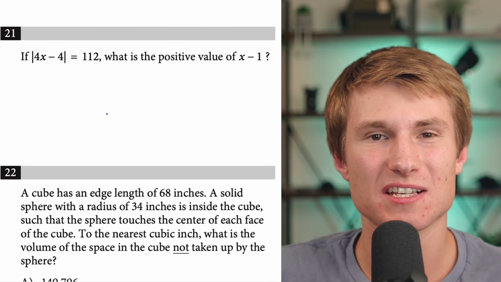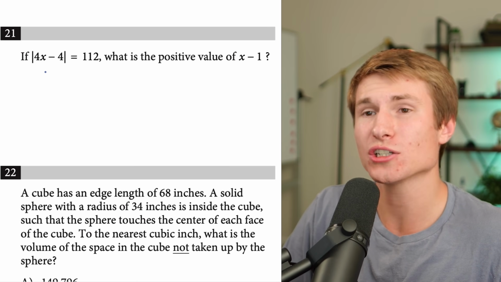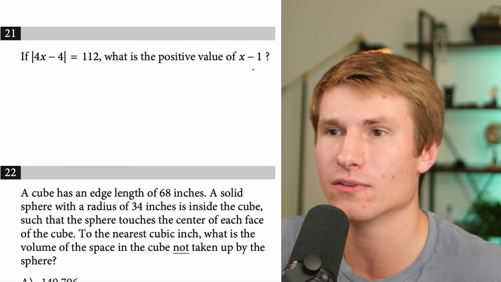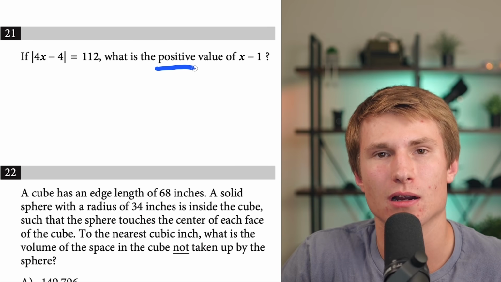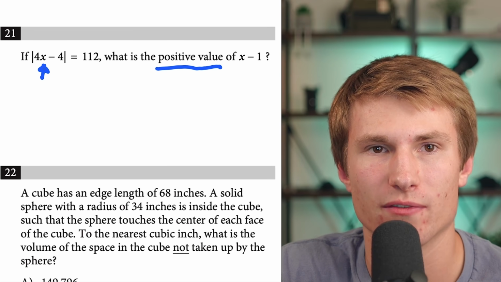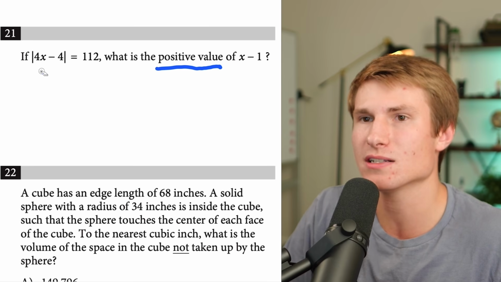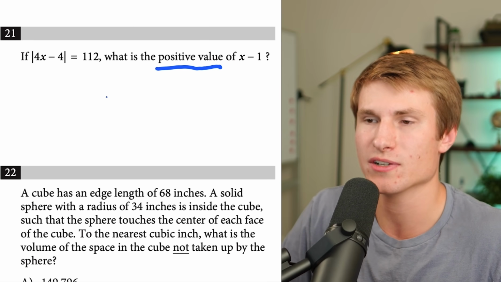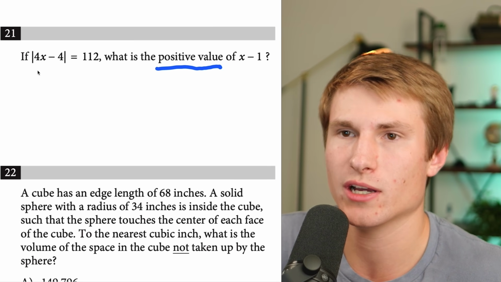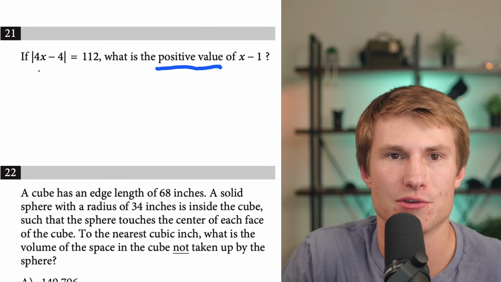Here's how to solve this SAT math question that deals with absolute value. Question 21 states: if the absolute value of 4x minus 4 is equal to 112, what is the positive value of x minus 1? Keep in mind that with an absolute value question like this, you can have two answers for the value of x, but we are asked for the positive value of x minus 1, so there is only one right answer here. Let's talk about why that is and how you can approach this question.